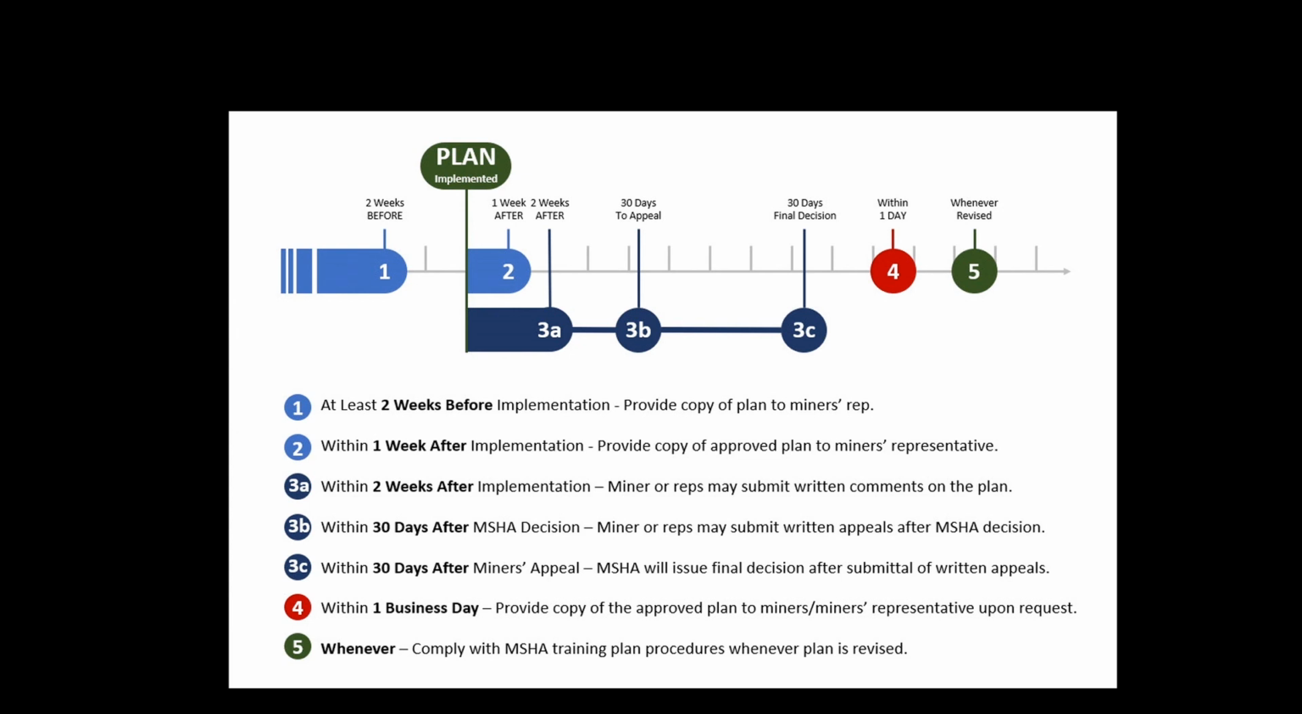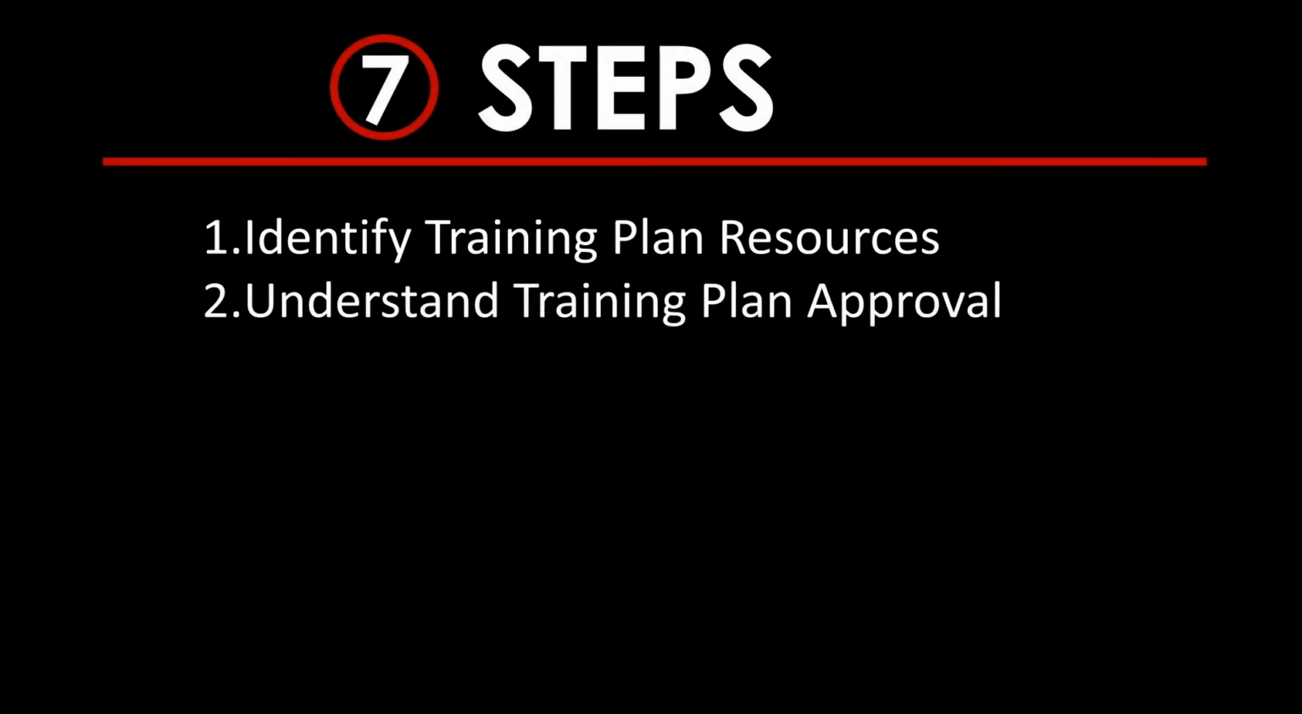This timeline outlines those specific requirements, and you're going to want to spend a little bit more time on this and get a real sense for what this means to make sure you stay compliant. And to do that, I suggest go to MSHAU.com, go through the article, and take your time to go through those details. So there you have it, your 7 steps to building a compliant MSHA Part 46 training plan.